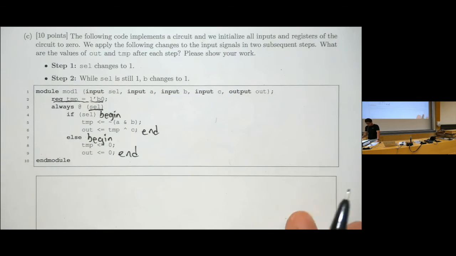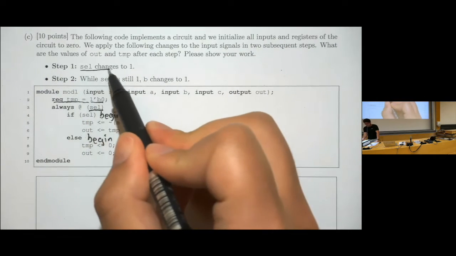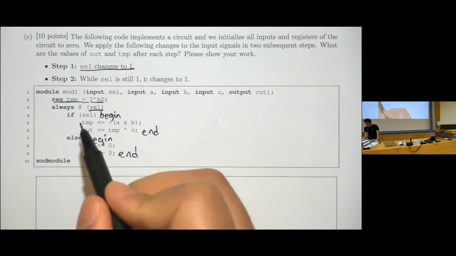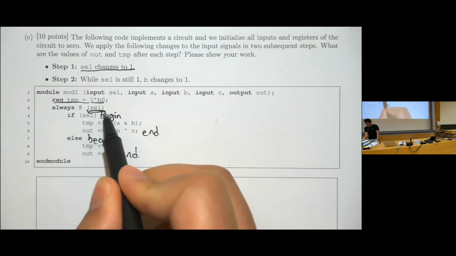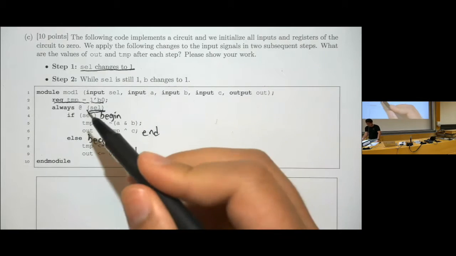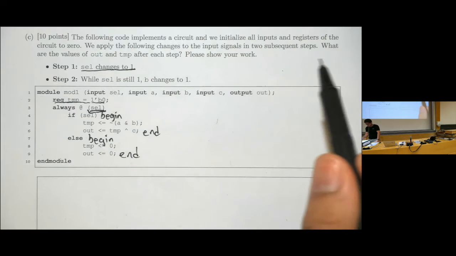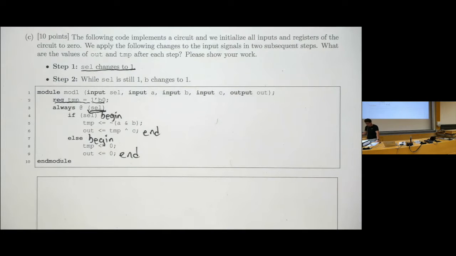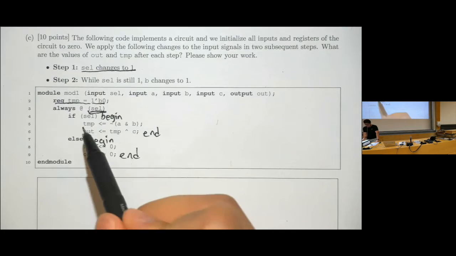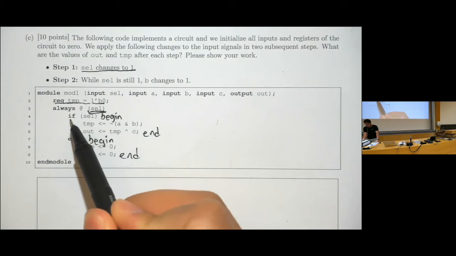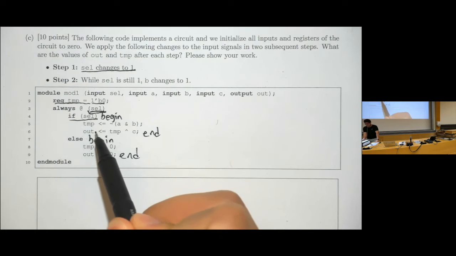So in step 1, select signal will change to 1. So what will happen is this always block will be triggered because select changed its value from 0 to 1. It was 0 in the beginning because the question says we initialize all inputs and registers of the circuit to 0. Now we change it to 1. And the always block will get triggered, and the block that will be executed is the if block.